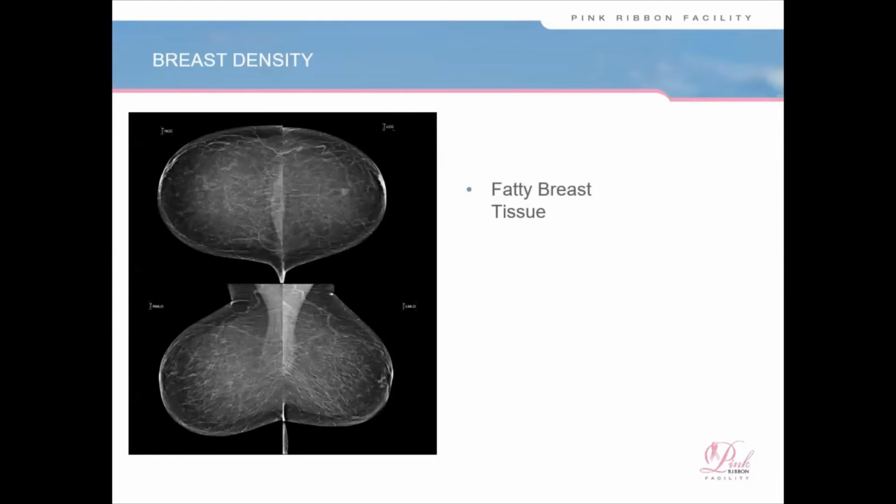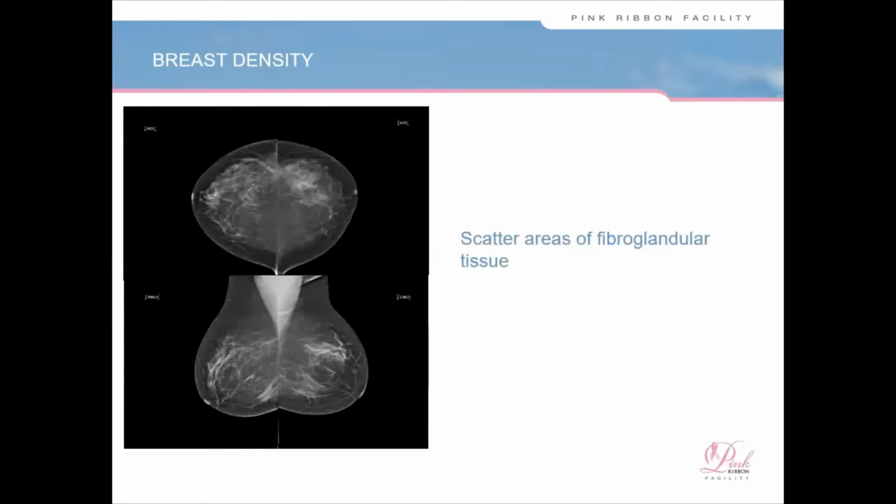This is an example of fatty breast tissue. Fatty breast tissue makes it easier to see lesions and other changes throughout the breast. This type is common in older women. Here you can see scattered areas of fibroglandular tissue. Here you can see the darker areas that represent fat, and there are some islands of fibroglandular tissue.